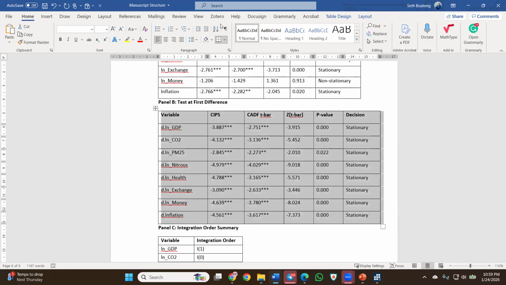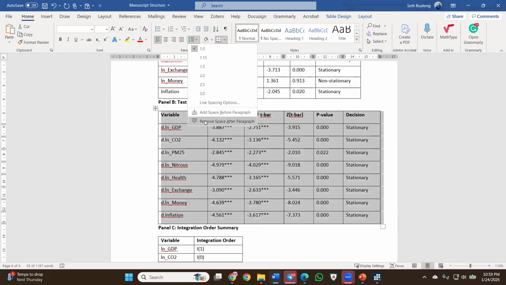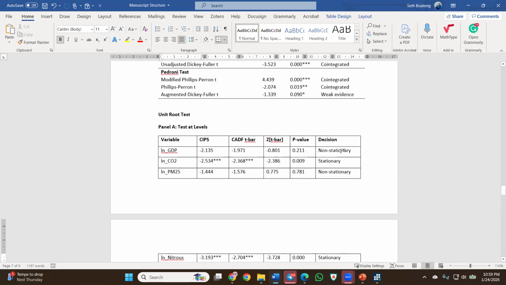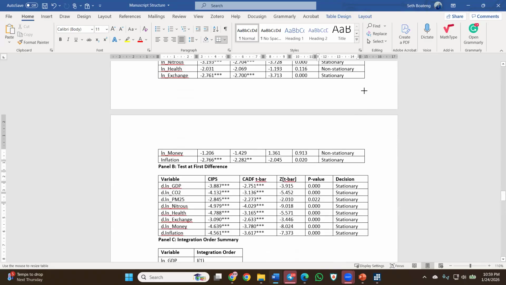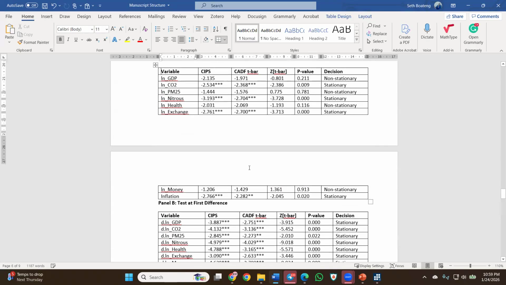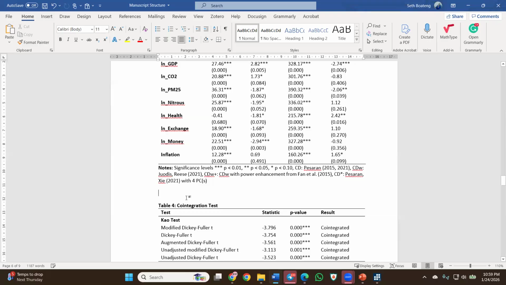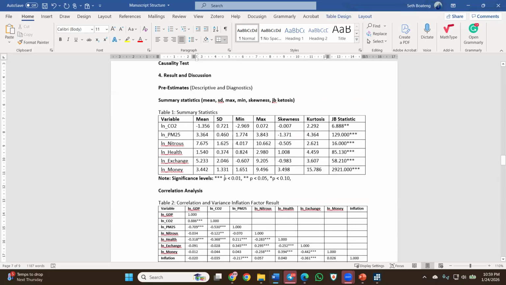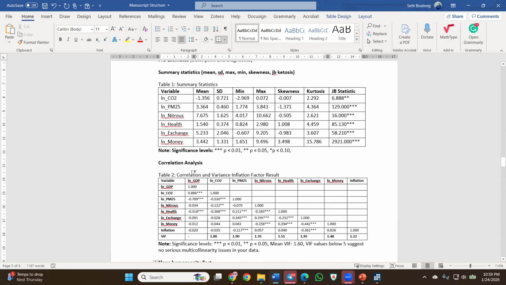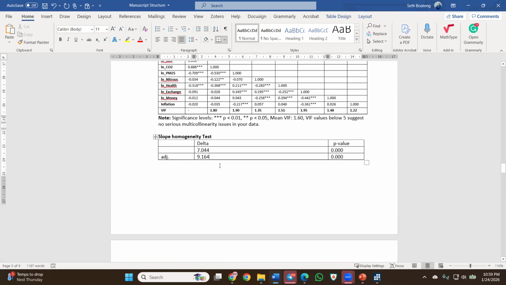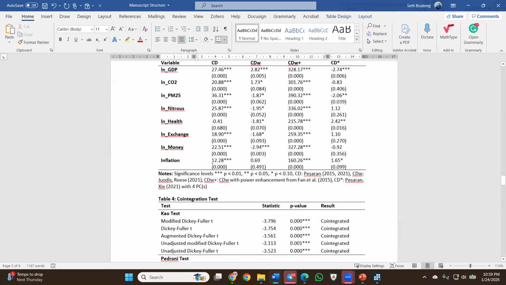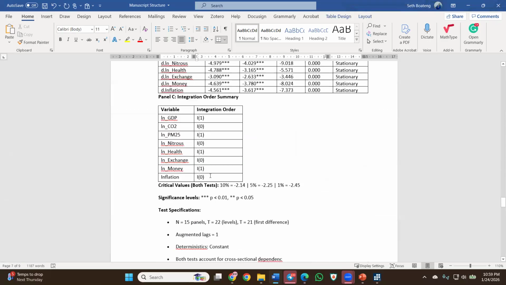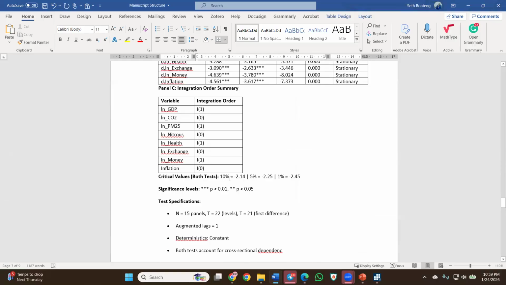So now, if you get to this point, you select a model for your study. The model will be based on all the tests that we have done: slope homogeneity test, cross-sectional dependency test, co-integration test, and then unit root test.